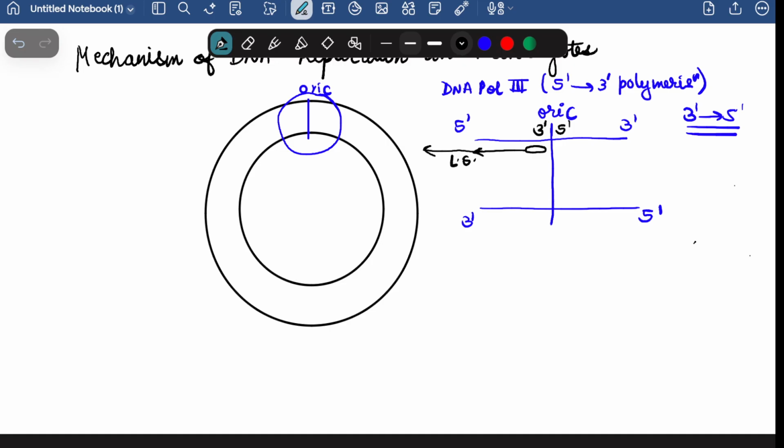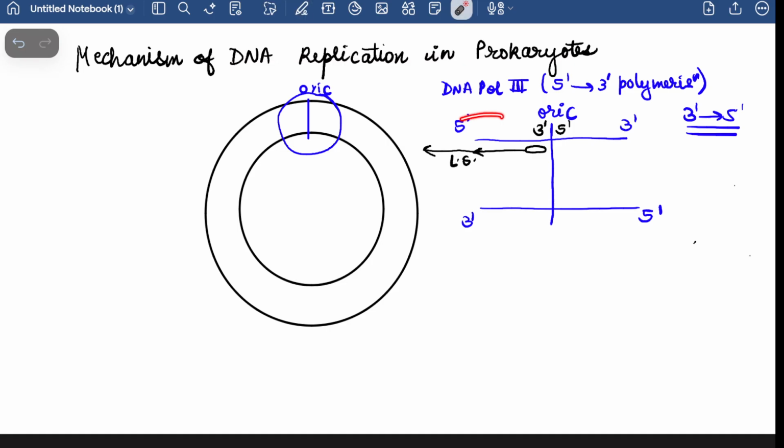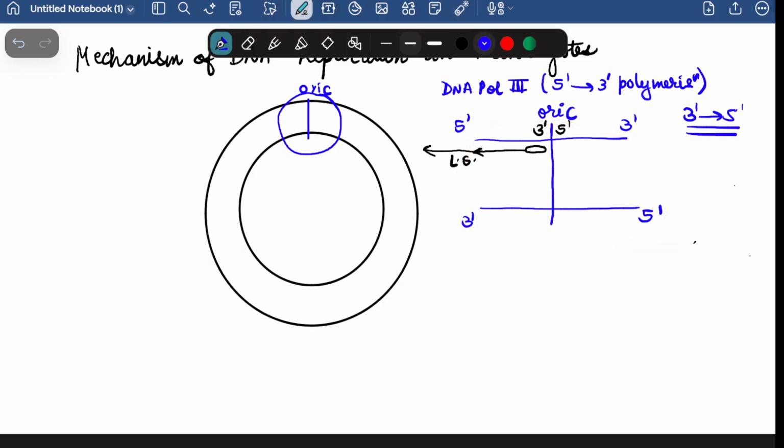Here the case is different because at a time only one replication fork is open, not the whole of the DNA at the same time. So only a part of the DNA is open, and only that part can be replicated. So suppose this is the only part of the DNA which is open, and then afterwards let's say that it is closed from here like this. Suppose it is closed.